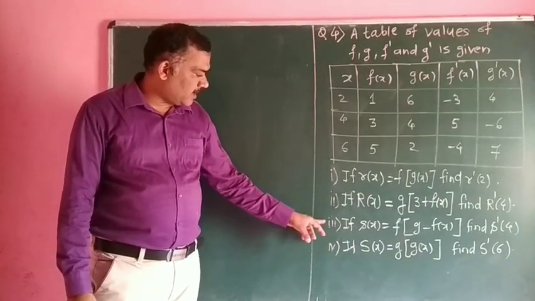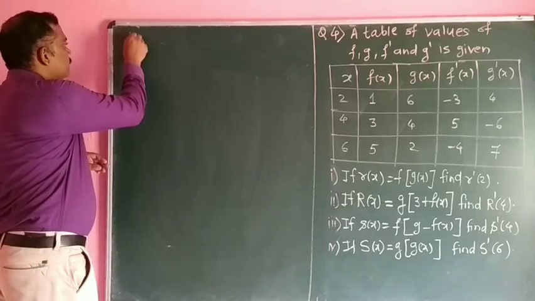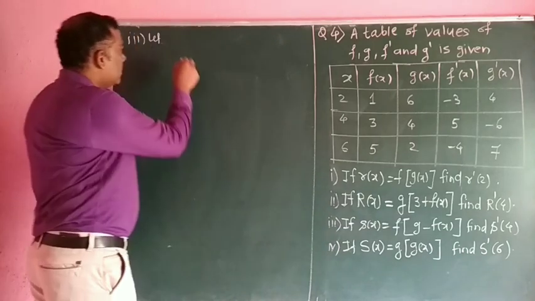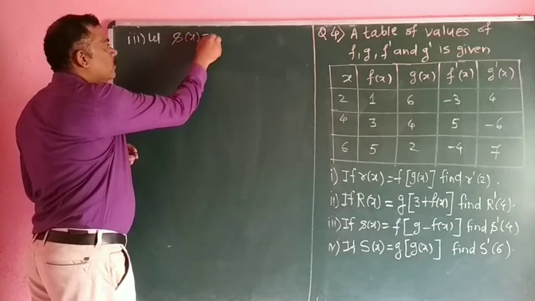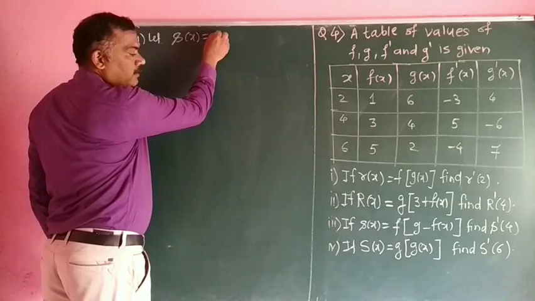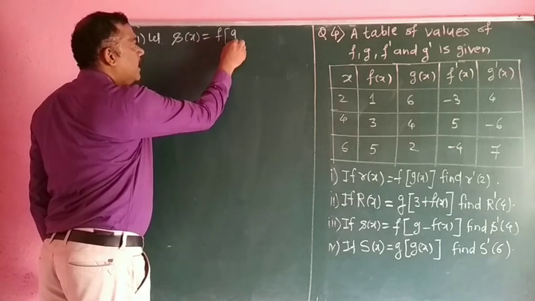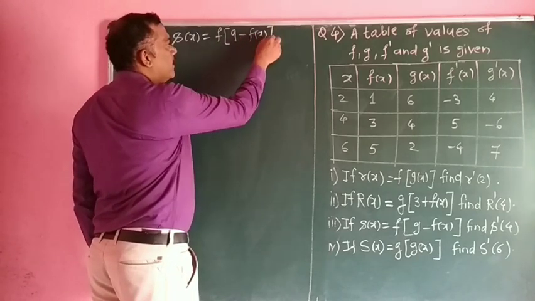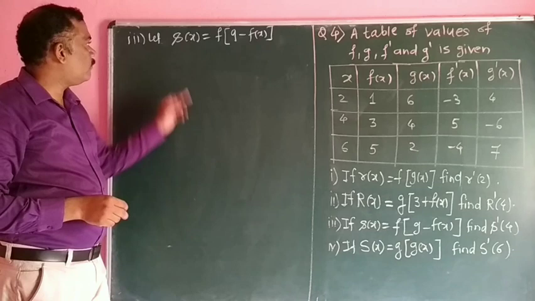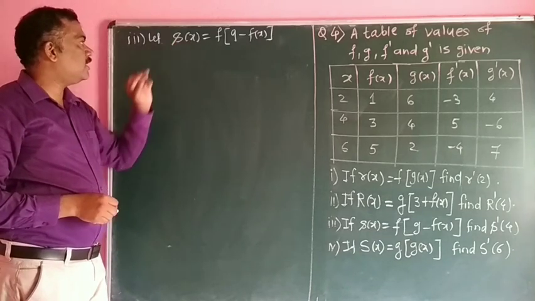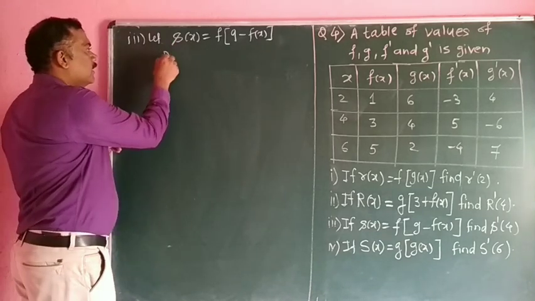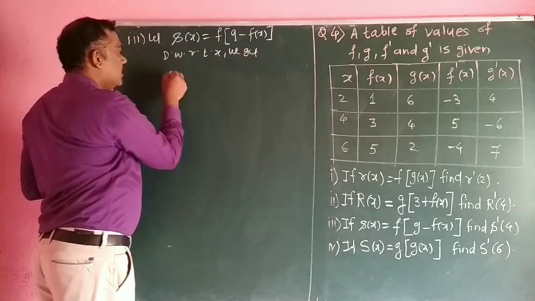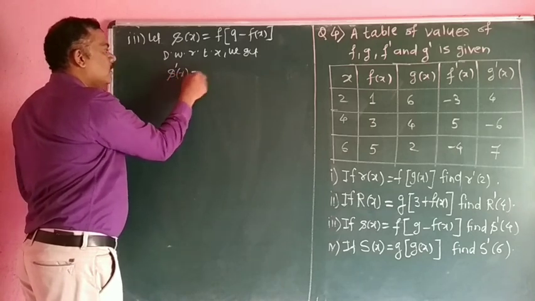The third one is: let small s of x be equal to f of 9 minus f of x, and we have to find s dash of 4. So first of all we have to differentiate this with respect to x.